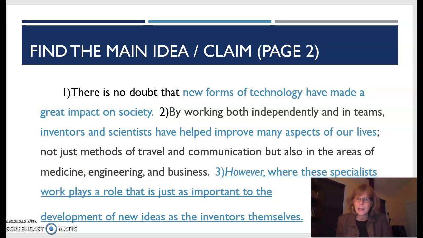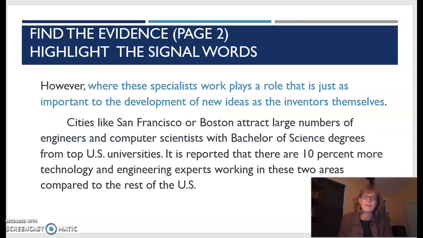We have some interesting ideas, claims. Let's see if this writer gives us any evidence. In the next paragraph, we have a sentence that starts with cities like San Francisco or Boston attract large numbers of engineers and computer scientists. So the writer wants to go on and give us examples of places that are attracting people to come and live and work in technology, tech-related careers.